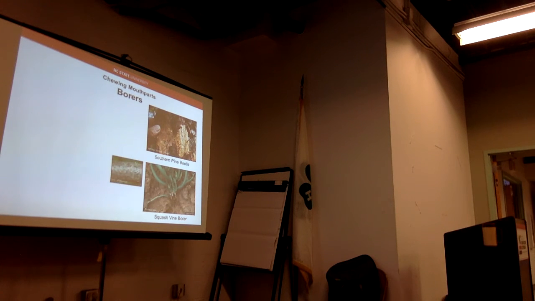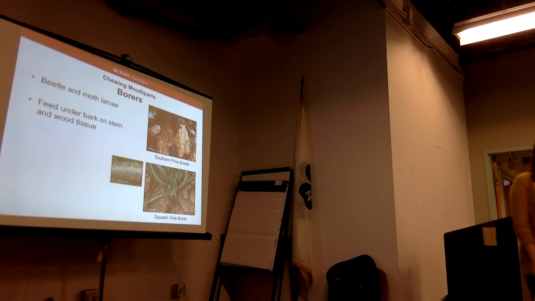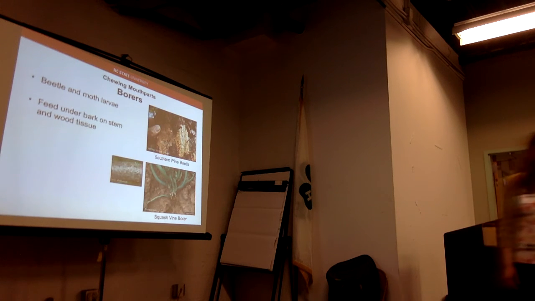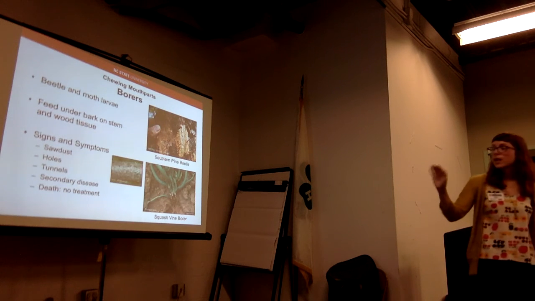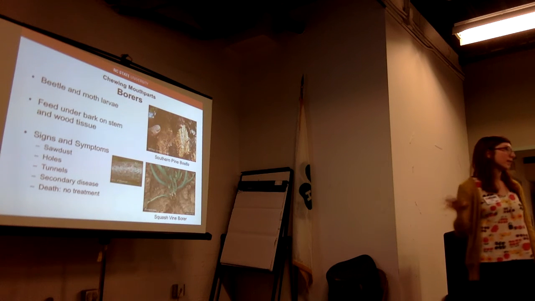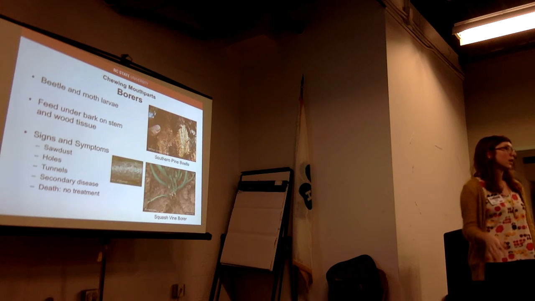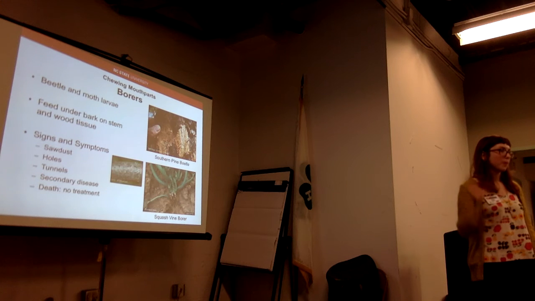This is going to be a lot of beetle and moth larvae, and they feed under the bark of the stem and on wood tissue. Some of the signs and symptoms are going to be sawdust, holes, tunnels, secondary disease, and oftentimes there is no treatment. Get the plant out, get it off the property.